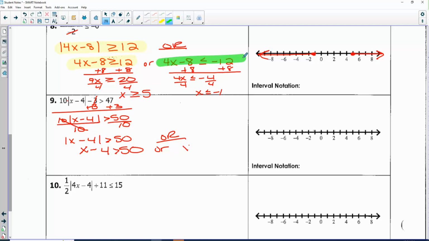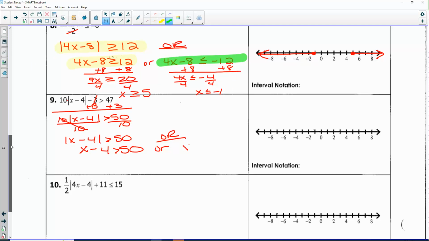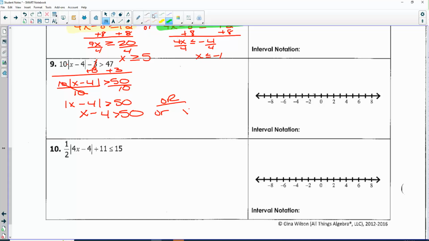What did we do for the second one? Flip the sign and flip the inequality and make it a negative 50, less than negative 50. Okay, so now we solve each of these. So we get x is greater than 54. This one, x would be less than negative 46.